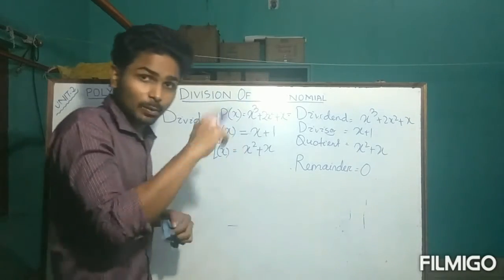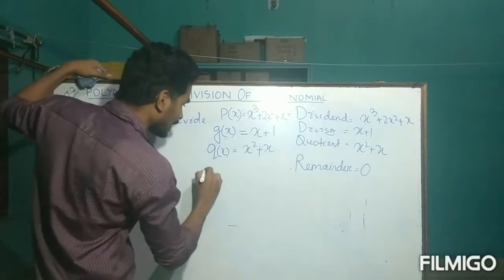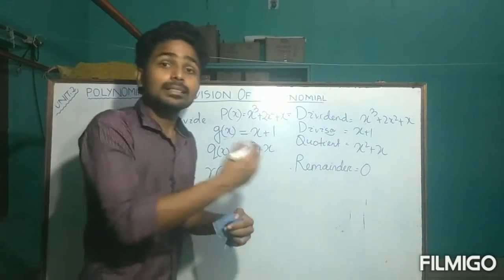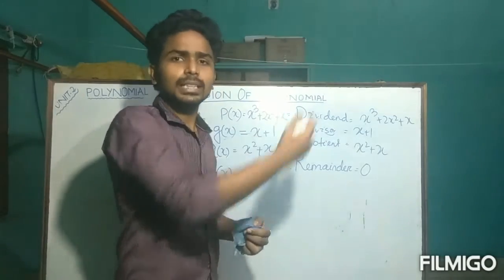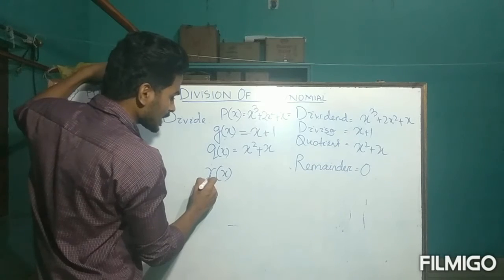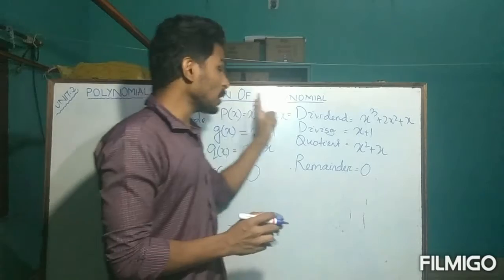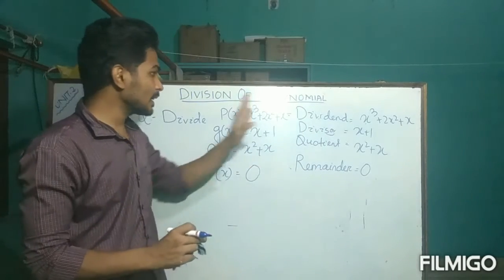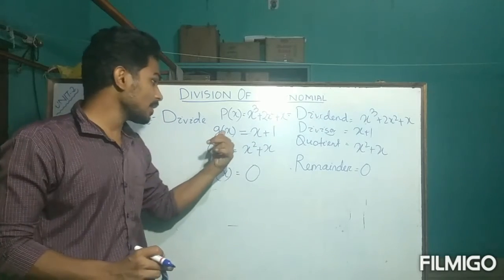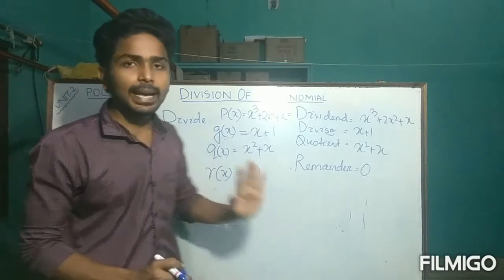Then the remainder is 0. 0 is also a polynomial and it is known as the zero polynomial. So we can write the remainder as r of x. In some cases the remainder becomes 0. In some cases the remainder might be 1, 2, 3, any constant term. For this case we write r of x is 0. So for polynomials you have to keep in mind that the dividend is always written as p of x, the divisor as g of x, the quotient as q of x, and the remainder as r of x.